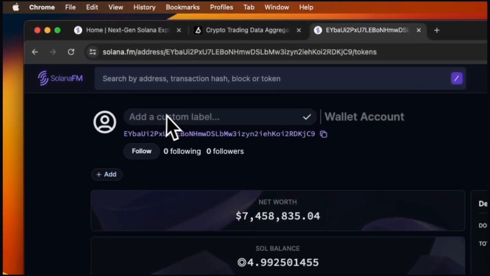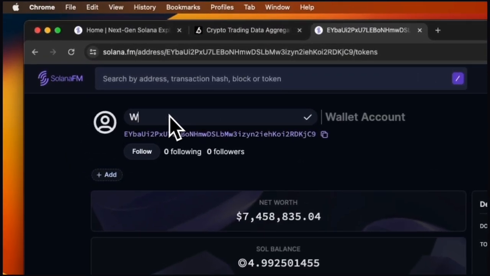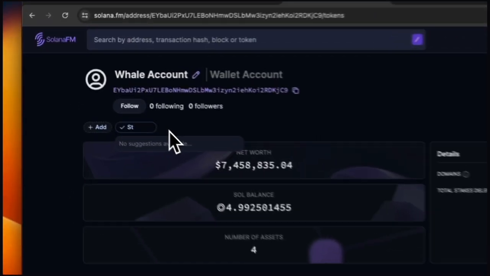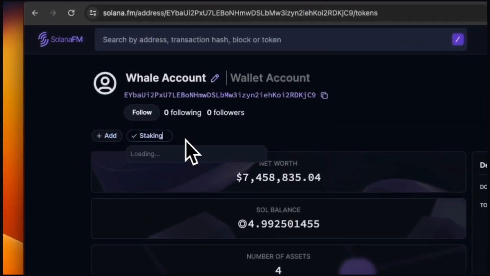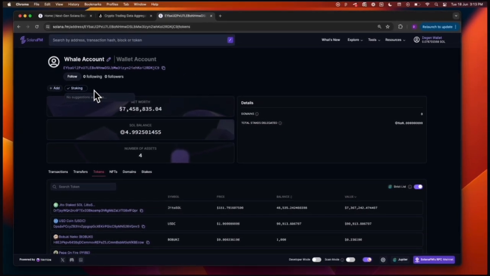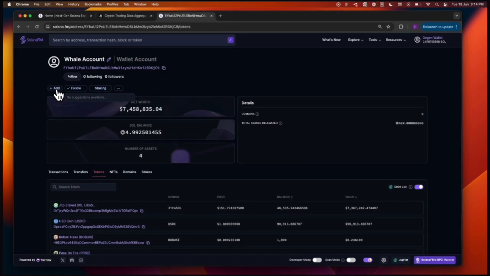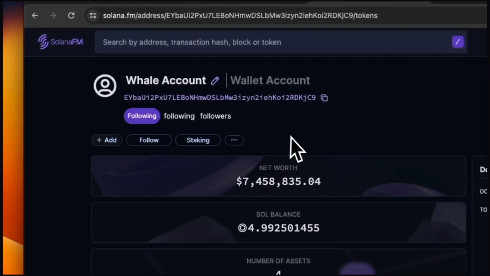I'm going to pick a simple name. I'm just going to name it whale account, but obviously you can pick your own name for any account that you label. I'm also going to add some tags to it to make it easier for me to identify the labeled account. I'm going to put staking because this account was involved in a large staking transaction, and also put a small reminder for me to drop this account a follow. As you may know, on SolanaFM you can actually follow and unfollow other accounts that you are interested in.